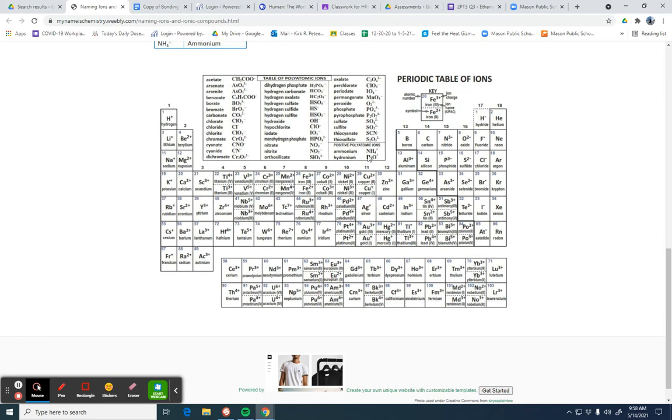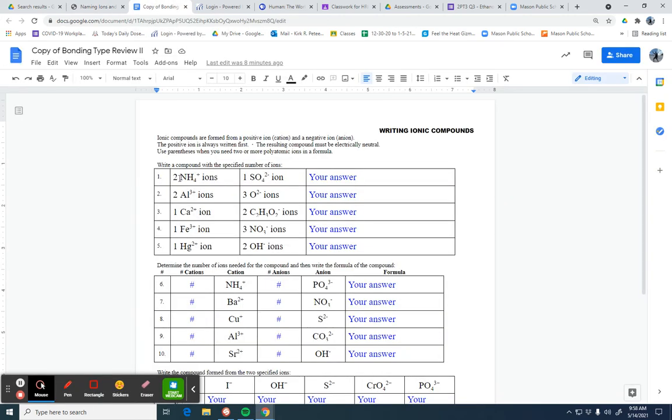It's over in the far right column there on the top where it says table of polyatomic ions. Positive polyatomic ions, you have ammonium, which is NH4. So that's right there, pretty easy to see. That's one of the only positive ones. Well, if I have 2 of those and I have 1 SO4 ion, I can go ahead and make that molecule. I'm actually going to copy this right here.